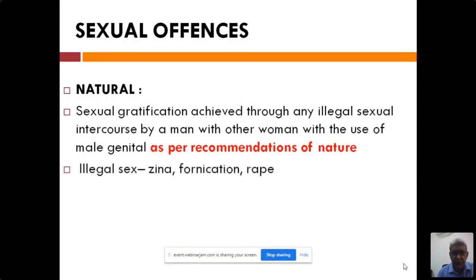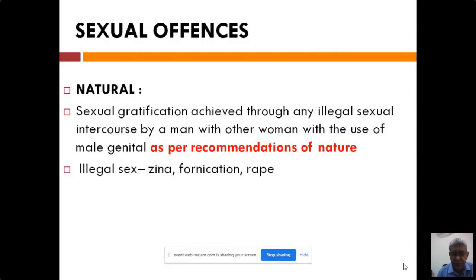There are three types of illegal sex. The first one is zina, the second one is fornication, and the third one is rape. In all these three conditions, the sex is being conducted by using the female genital tract, but the activity is not legal. It is illegal.